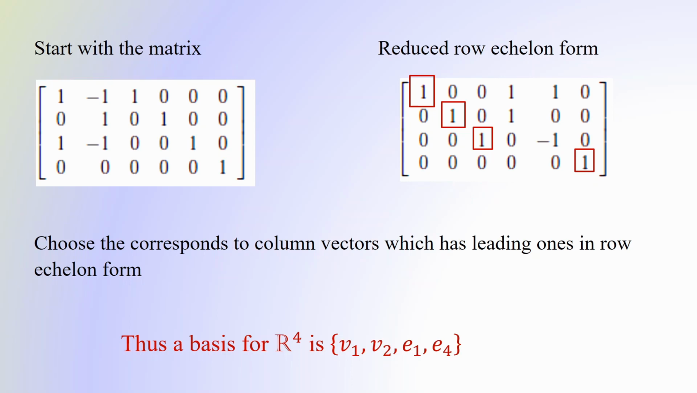That's how we extend to find the basis for R4. So you start with v1 and v2 and the standard basis e1, e2, e3, e4, and then starting with this, you select the linearly independent set. We assemble them as column vectors, convert it into row echelon form, and find the columns where it has leading 1s.